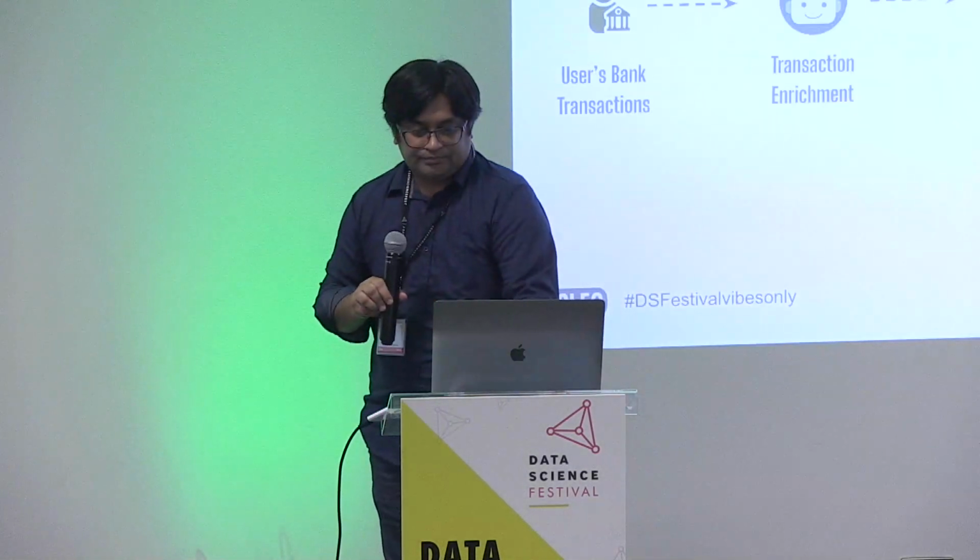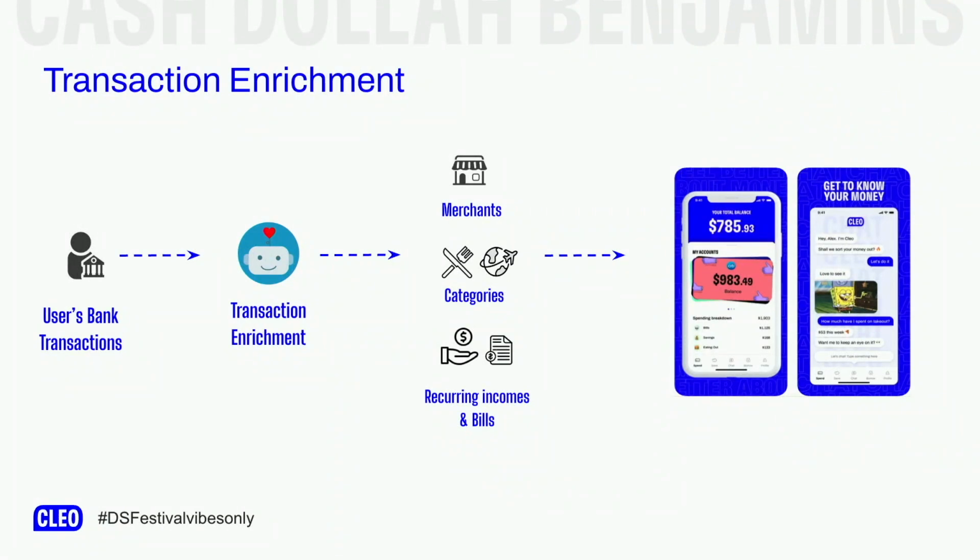So to summarize, transaction enrichment is something that sits at the heart of Cleo. Whenever a user connects their bank account, Cleo's engine enriches their transactions and tries to extract useful entities like merchants, categories, recurring incomes. Based on these entities, we can provide them with useful information that's based on those extracted entities.